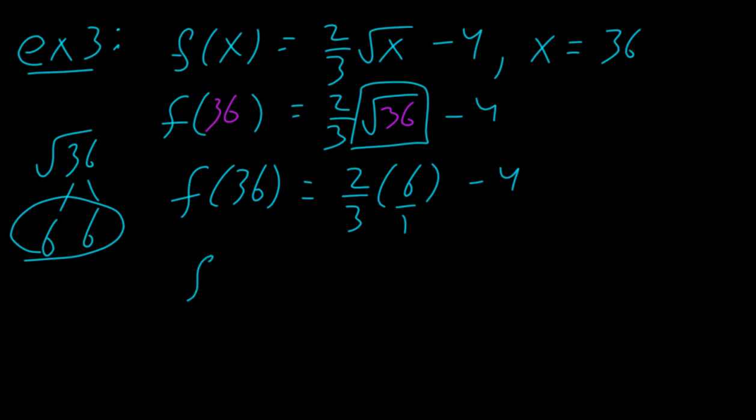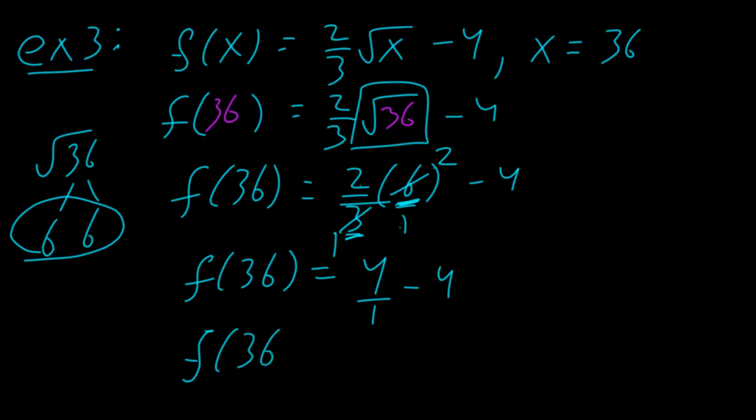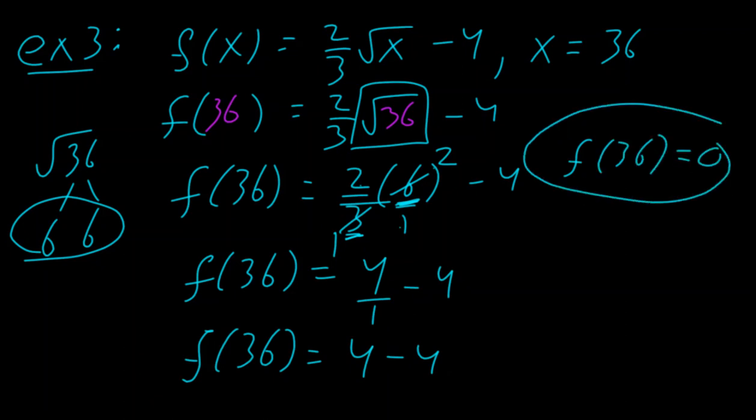Now remember, one of our cool tricks for reducing fractions is that we can say, hey, there's a 3 in the denominator, there's a 6 in the numerator, and we ask ourselves, what can 3 and 6 both be divided by? We know that 3 and 6 can both be divided by 3. So 3 divided by 3 is 1, 6 divided by 3 is 2, and now we're left with 2 times 2, which is 4, over 1 times 1, which is 1, minus 4. Now from here, we know 4 divided by 1 is really just 4, minus 4, and of course we get this: f of 36 is equal to 0.